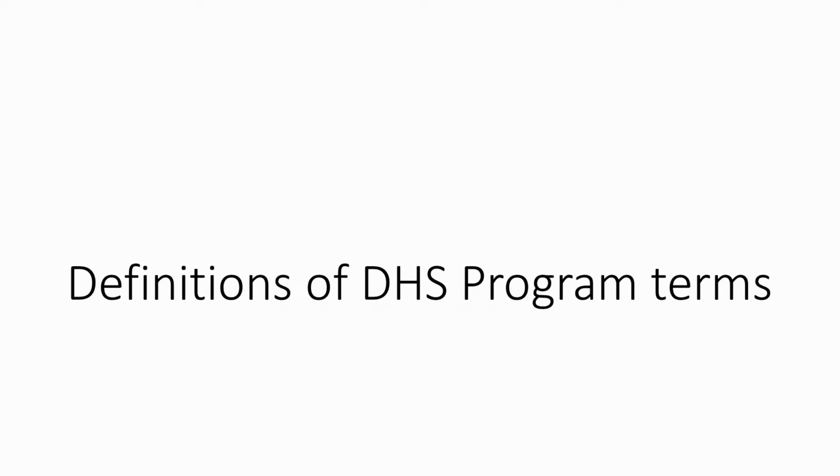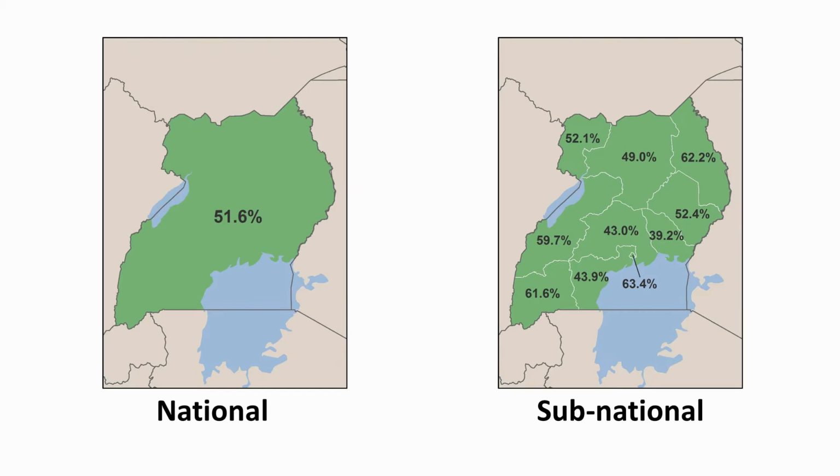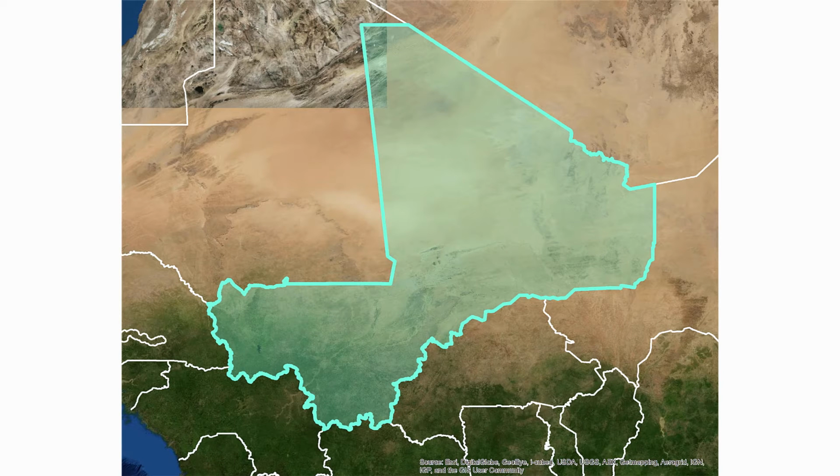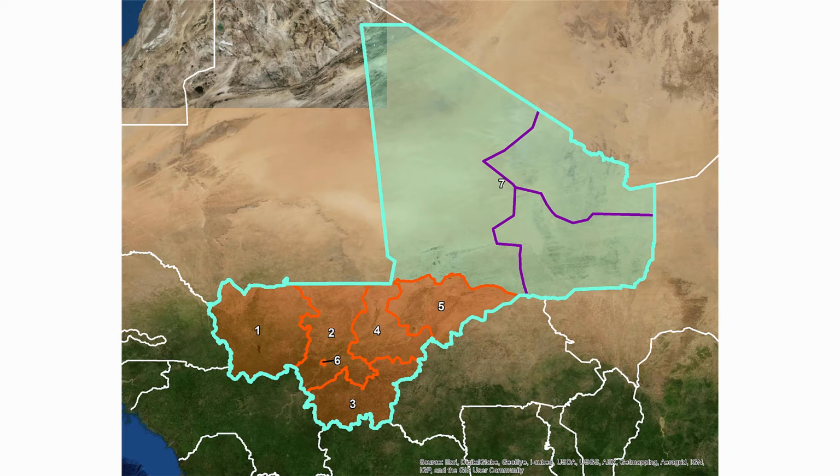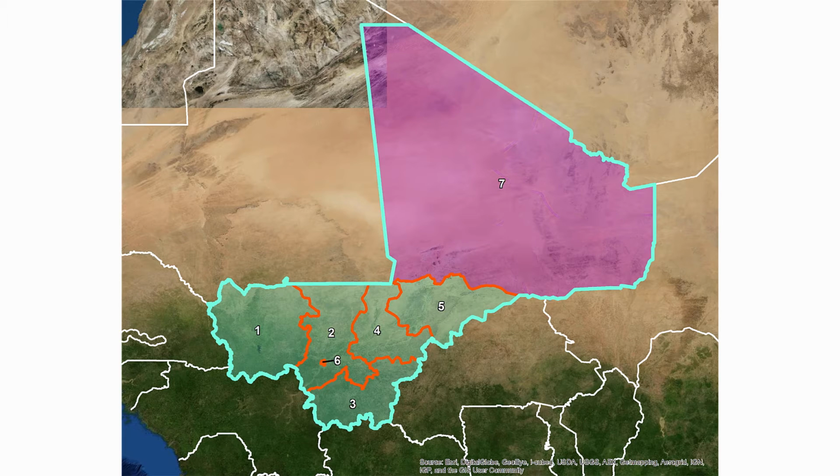To begin, let's review some of the key terms and features of the survey methods that the DHS program uses. DHS survey samples are designed to give representative indicator estimates both at national and at subnational levels. For sampling purposes, countries are divided into survey regions. These regions are subnational units that usually correspond to existing administrative units, such as states or provinces, or maybe groupings of these units, as is the case with Region 7 in this example.